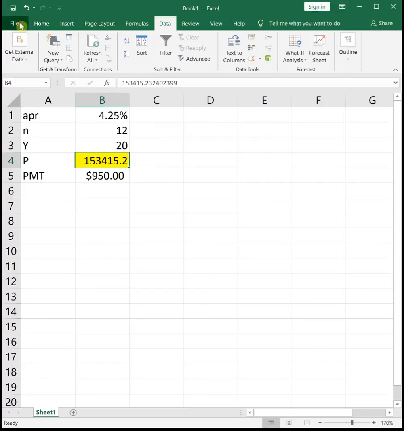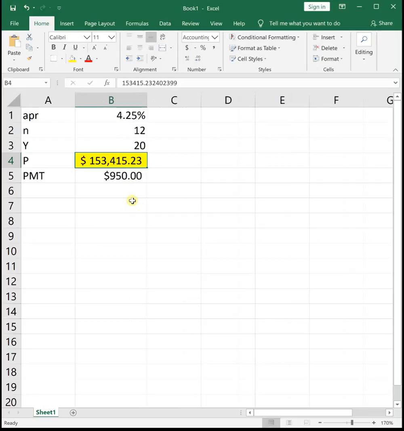And it tells us that if we have a loan amount of $153,415.23, we get our $950 a month payments.